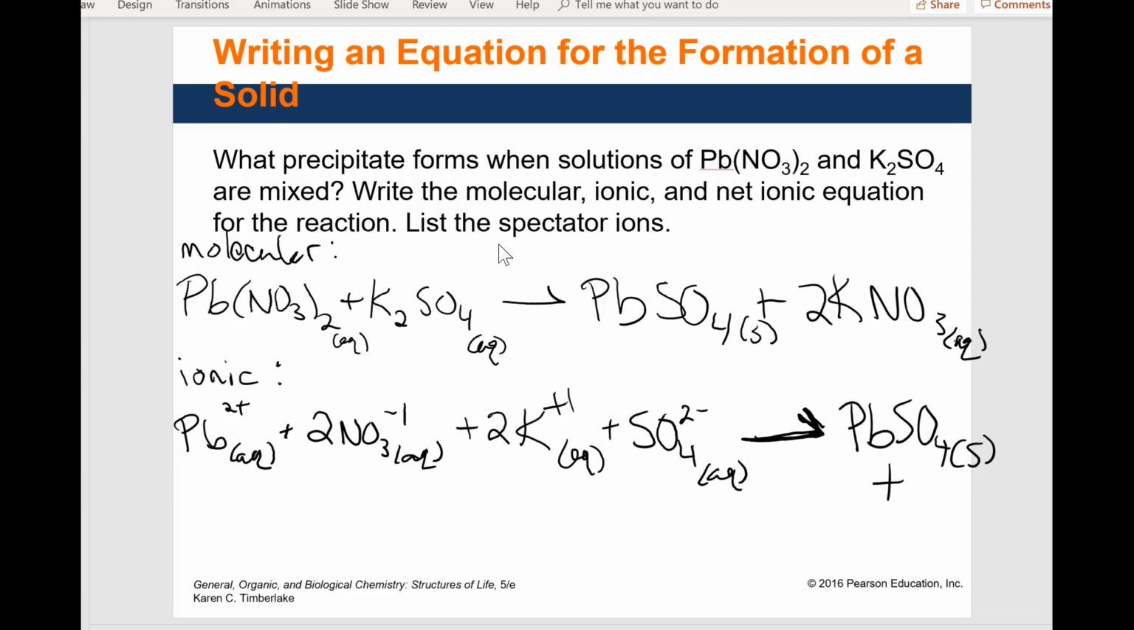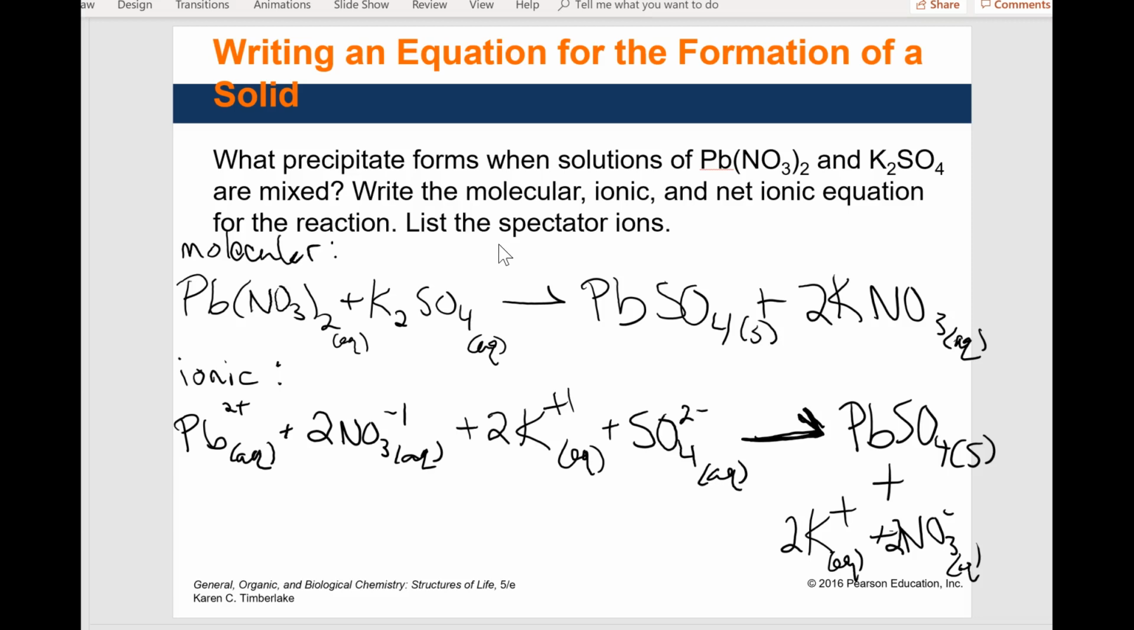And what about our potassium nitrate? Well, it's aqueous, so it breaks apart into potassium and nitrate ions. But how many? 2, because we have 2 molecules of that being formed. So you're going to put that 2 in front of both of these.